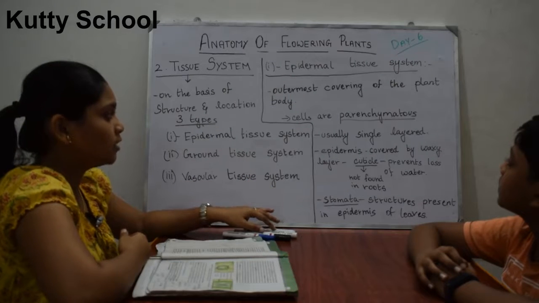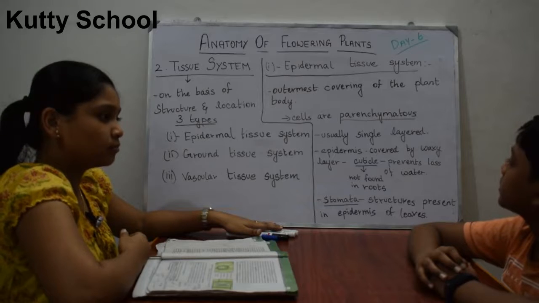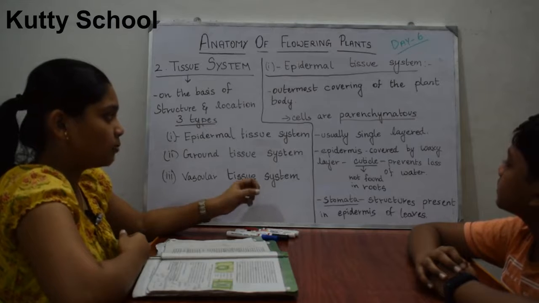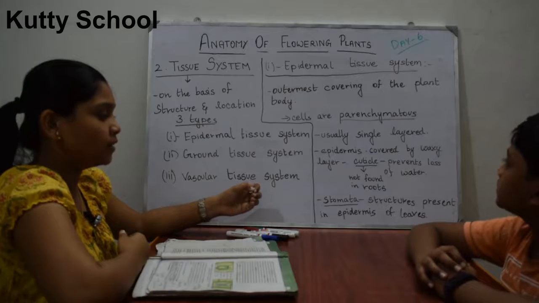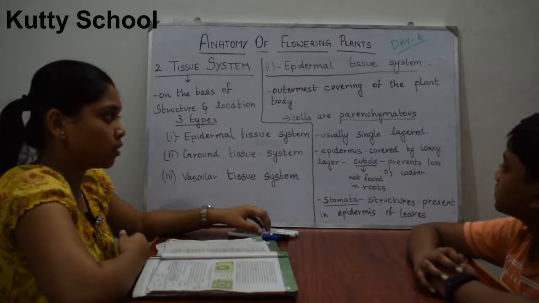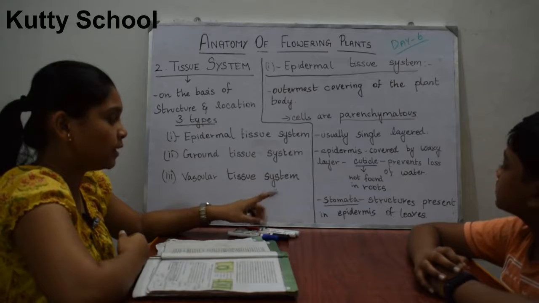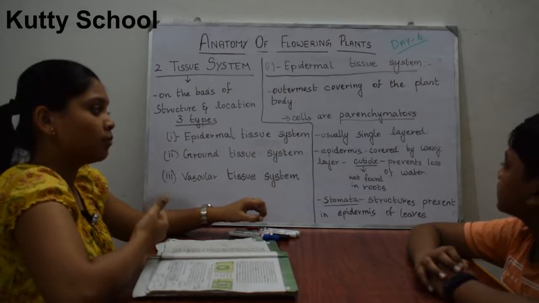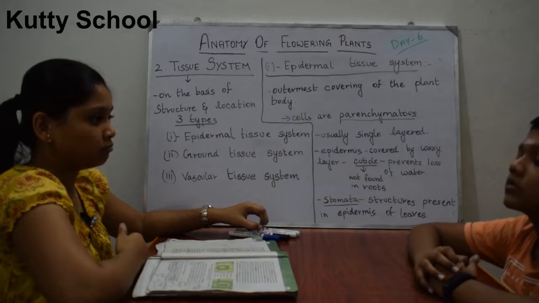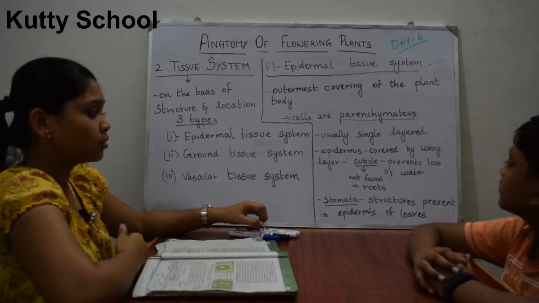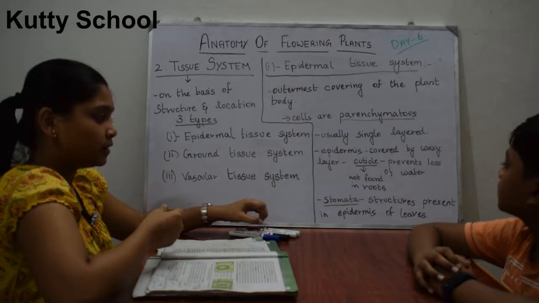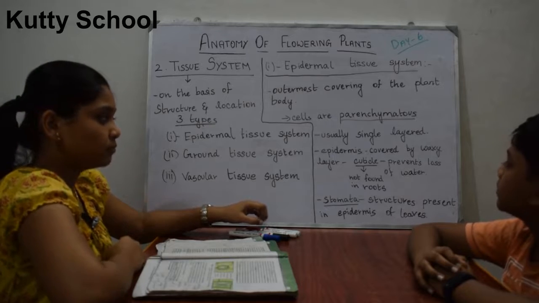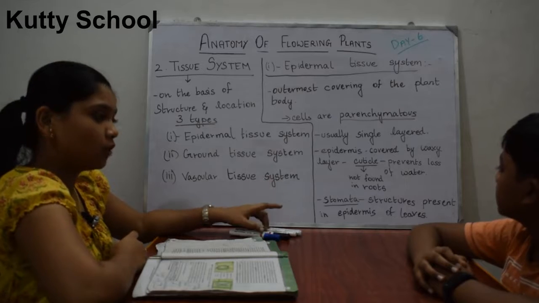Here these cells are generally parenchymatous cells, and this epidermis, the outermost covering of the plant, is single layered. It is not two or more layers, only a single layer. The epidermis can be covered outside by a waxy layer called cuticle. Since it is waxy, it prevents the loss of water from leaves and plants. This cuticle is not found in roots.